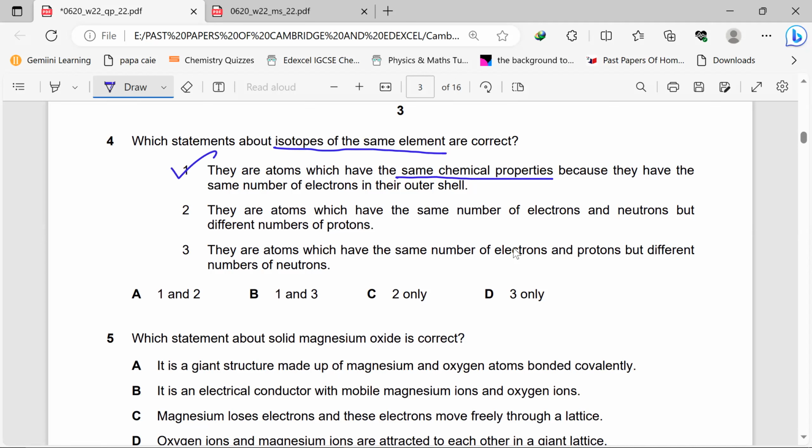They are atoms which have the same number of electrons and neutrons, but different number of protons. That is not true. They have the same number of protons and electrons, but different number of neutrons. So this is not true. They are atoms which have the same number of electrons and protons, but different number of neutrons. That is absolutely correct. So statements 1 and 3 are the only correct answer. 1 and 3 is B.